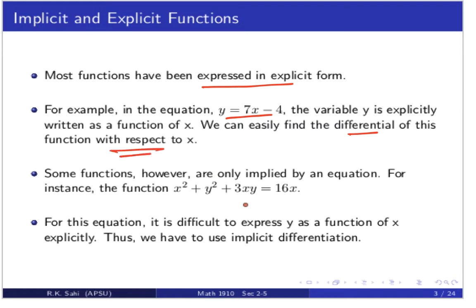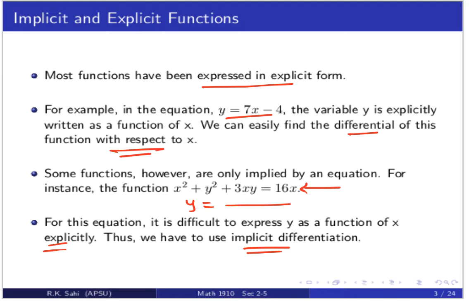But sometimes we get functions like x squared plus y squared plus 3xy equals 16x. And now in this one, how do I get a y on its own with every other element on the other side of the equal sign? So for these kinds of problems, it's very difficult to express y as a function of x explicitly. And these are the ones we call implicit functions. So in order to find the differential of these kinds of implicit functions, we are going to use implicit differentiation.